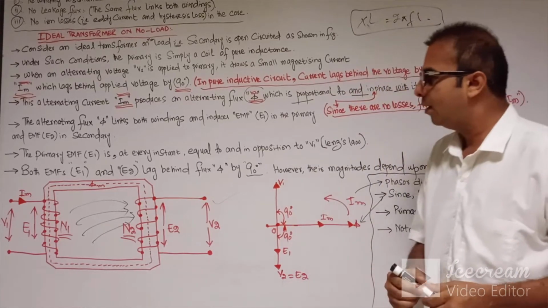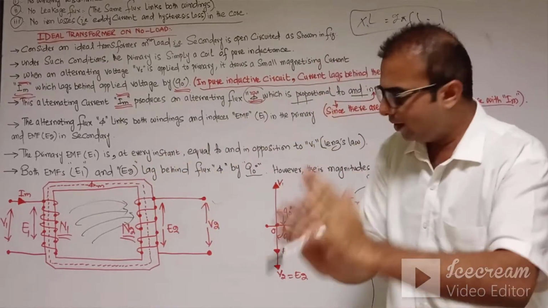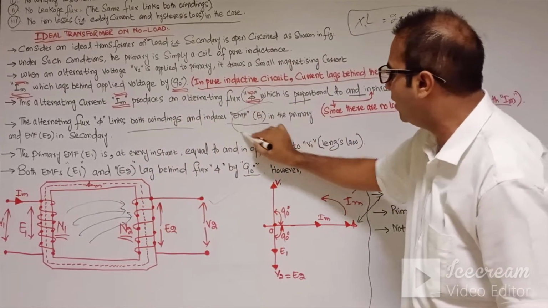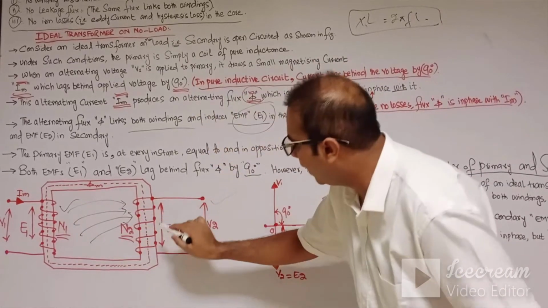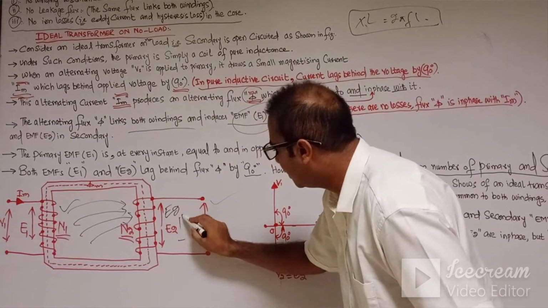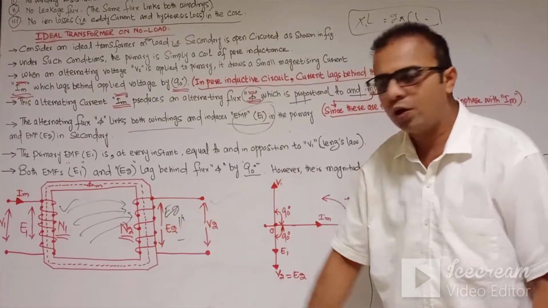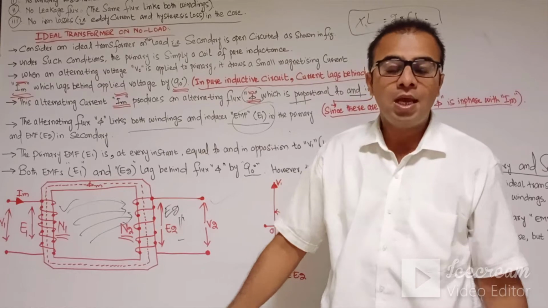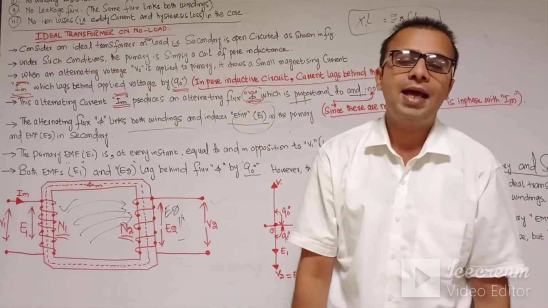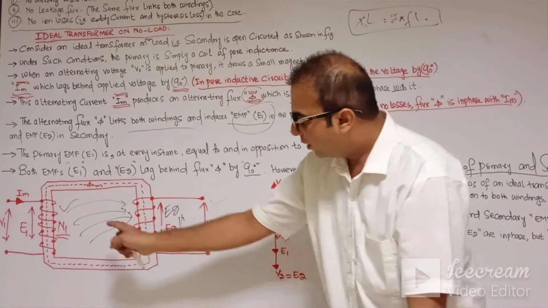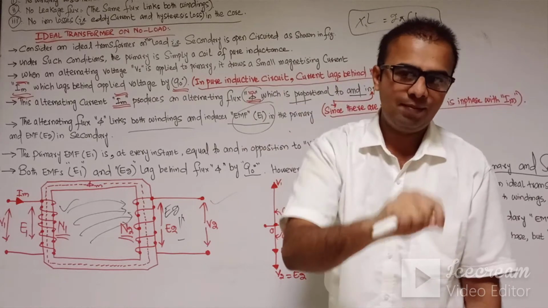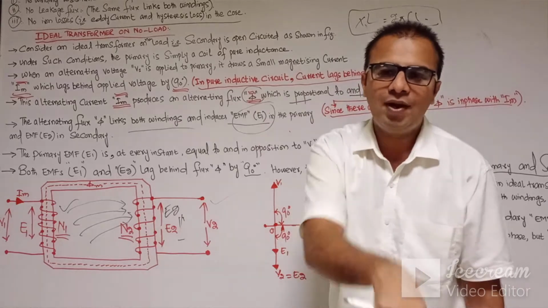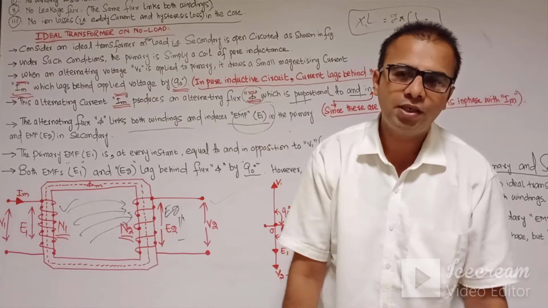Okay. The alternating main flux links both windings and induces EMF E1 in the primary winding and induced EMF E2 in the secondary winding. When this core has been magnetized, the magnetic flux has been produced in the core of the transformer, then obviously E1 is produced in the primary winding and E2 will be produced in the secondary winding according to the mutual induction process.